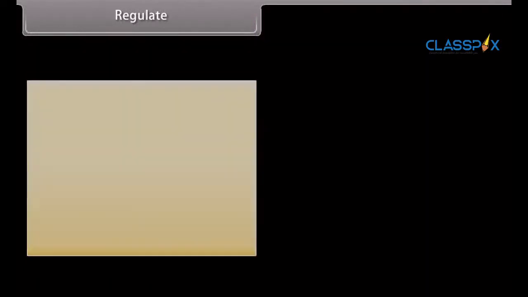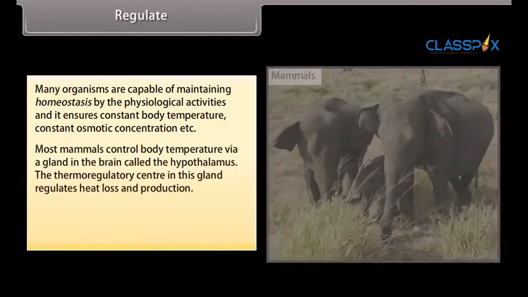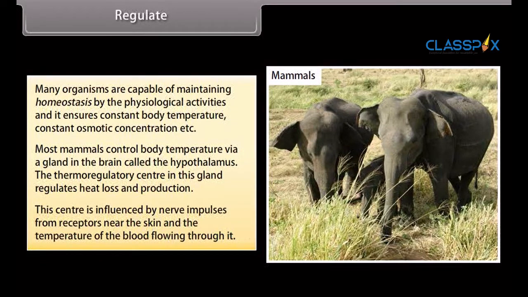Regulate. Many organisms are capable of maintaining homeostasis by physiological activities, and it ensures constant body temperature, constant osmotic concentration, etc. Most mammals control body temperature via a gland in the brain called the hypothalamus. The thermoregulatory center in this gland regulates heat loss and production. This center is influenced by nerve impulses from receptors near the skin and the temperature of the blood flowing through it.